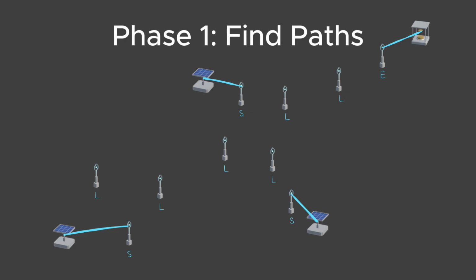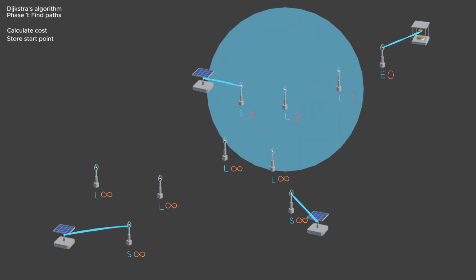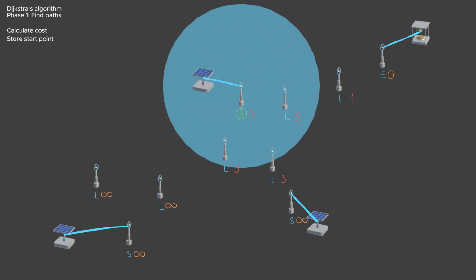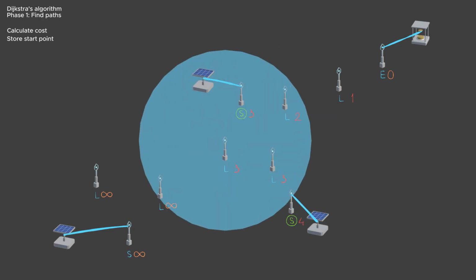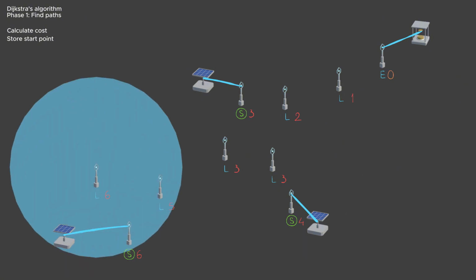Phase 1. Find paths. Start by setting the cost of the endpoint to 0 and all other transmitters in the grid to infinity. Calculate the cost of each transmitter, working outward from the endpoints. Whenever we encounter a start point, we store it in a list for later path tracing. This transmitter is a start point, so we add it to the list of connected start points. This process continues until there are no reachable transmitters left. Again, we encounter a start point, so we add it to the list of connected start points.